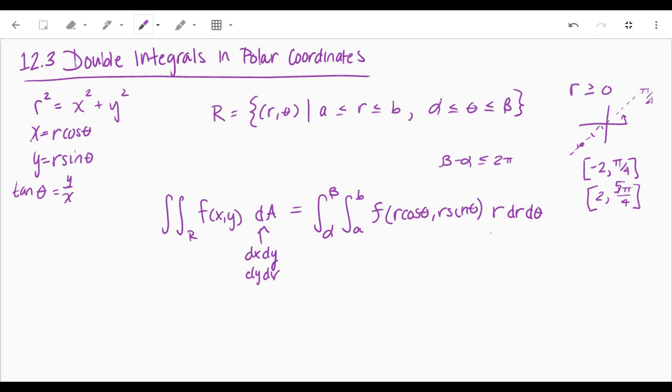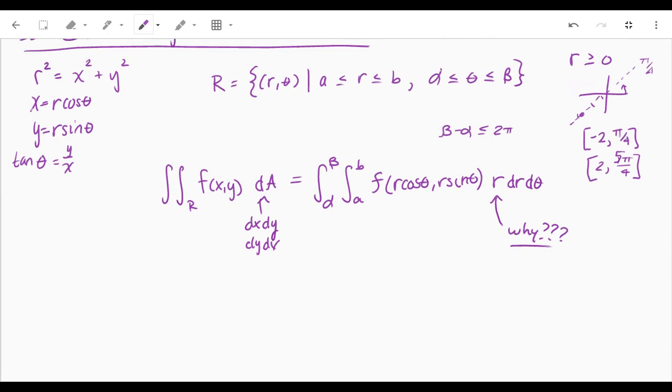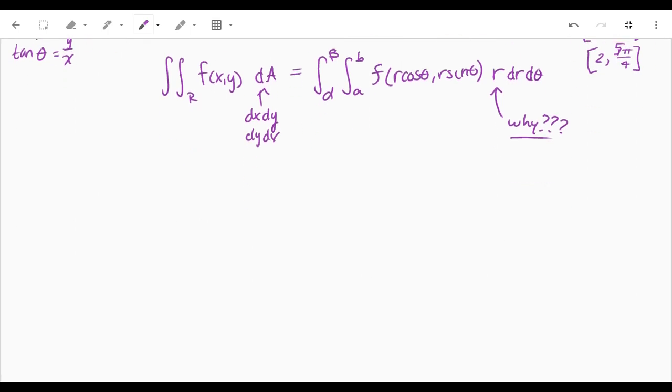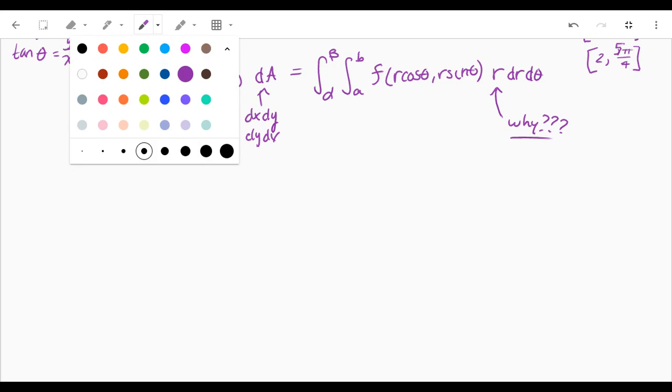And of course, you're all wondering, where did that r come from? Why can't we just switch x y to r theta? Where's that extra r coming from? So I'll kind of show you. There's a couple of different ways to kind of try to explain it at a pretty basic level. I'll go with one of them.